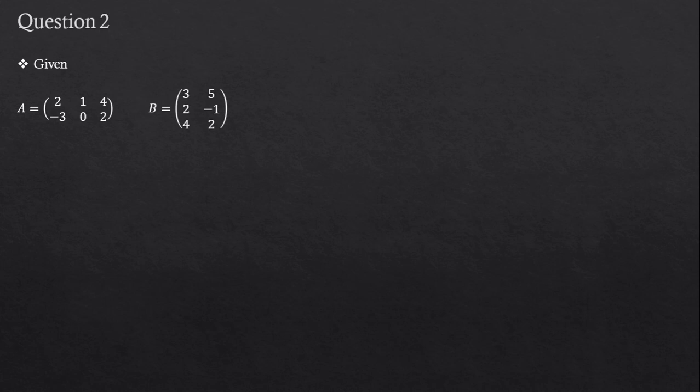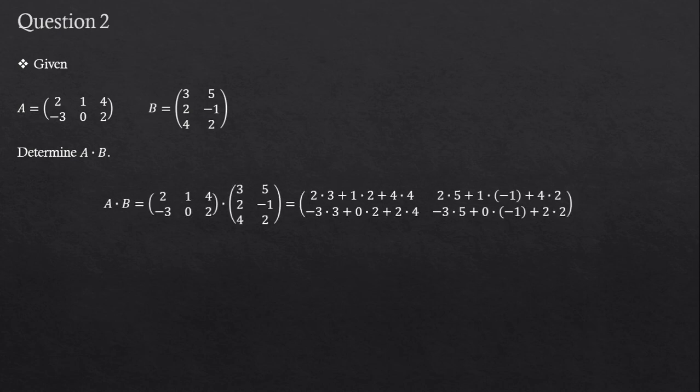Given two matrices with different orders, A is a 2 by 3 matrix and B is a 3 by 2 matrix. Determine the product of these two matrices. The operation of multiplication between two matrices is done by first multiplying the first row of A with the first column of B, which results in the first row and first column of the product matrix, as shown on the slide.